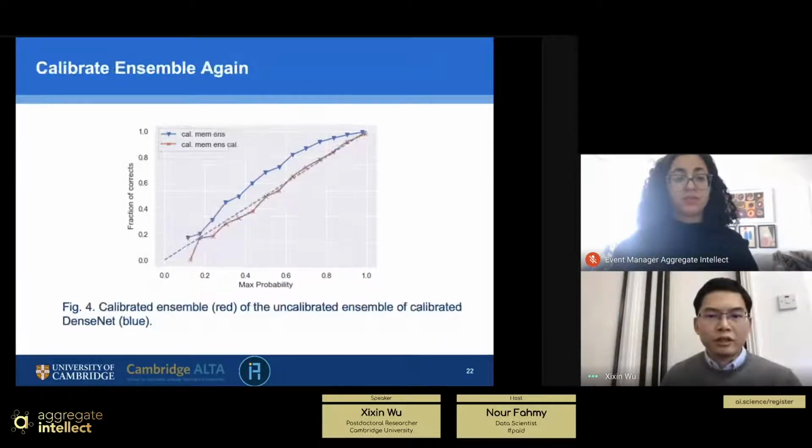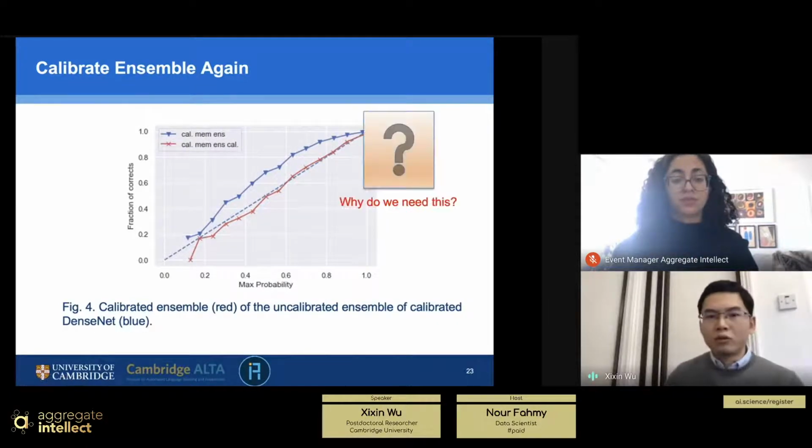So, of course, we can use temperature annealing to calibrate the ensemble again to make it more calibrated. But the question is, why do we need this?